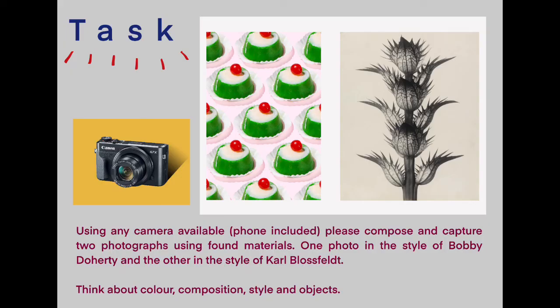So now you know a lot more about Bobby Doherty and Karl Blossfeldt and the different kinds of ways in which they have worked. I would like you to do your main task. Using any camera available, and this includes your phone, laptop, all those types of things, please compose and capture two photographs using found materials around your home. One photo in the style of Bobby Doherty and the other in the style of Karl Blossfeldt. Remember everything that you've learned from this lesson. Think about the colour, the composition, the style, the different kinds of objects that you were choosing. Are they suited to man-made resources or natural resources?